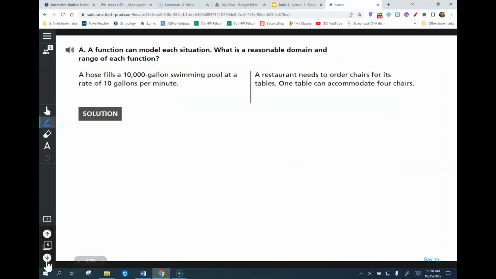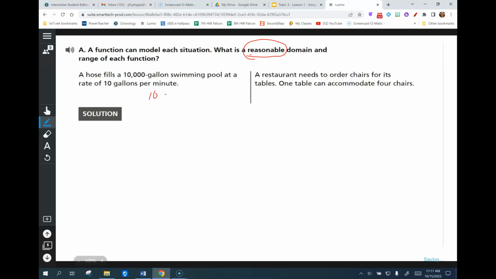A function can model each situation. What is a reasonable domain and range of each one? And what this is talking about, reasonable and realistic are kind of the same thing. The other thing you need to look at is what's going to be your x and what's going to be your y.